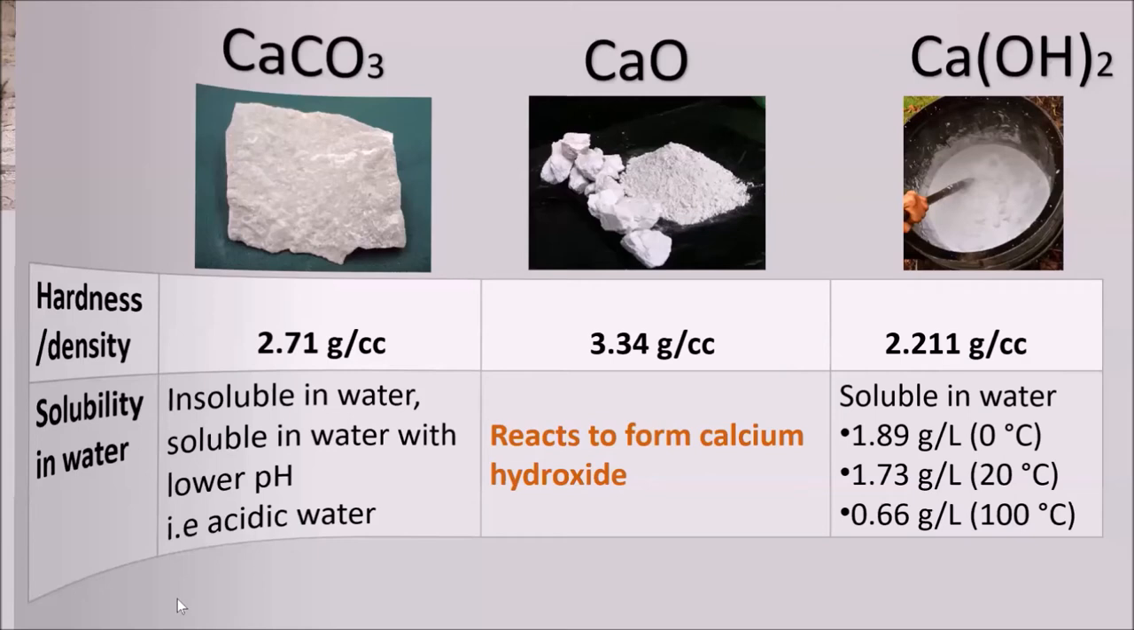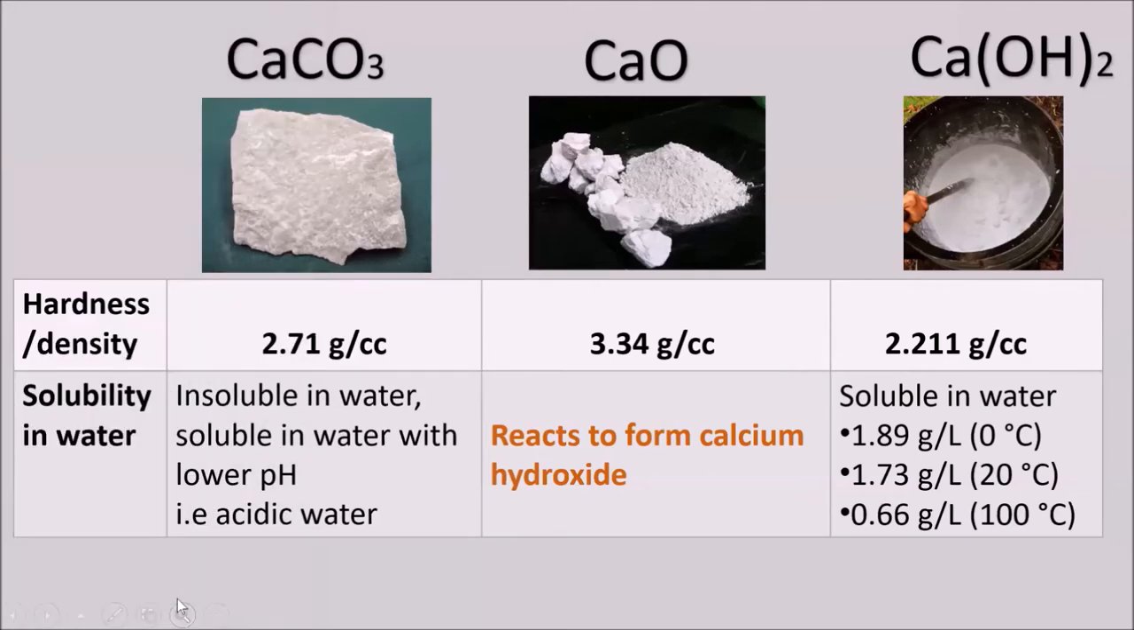The properties of calcium carbonate, calcium oxide, and calcium hydroxide. The two most important properties we want to know are hardness, how strong, stable and dense they are. Calcium carbonate is 2.71 grams per cubic centimeter, calcium oxide is 3.34, and calcium hydroxide is 2.211 grams per cubic centimeter. So calcium oxide is the hardest, but it reacts with water, so we cannot use it for painting. It will be destroyed if kept in water for a long time and will get converted into calcium hydroxide.